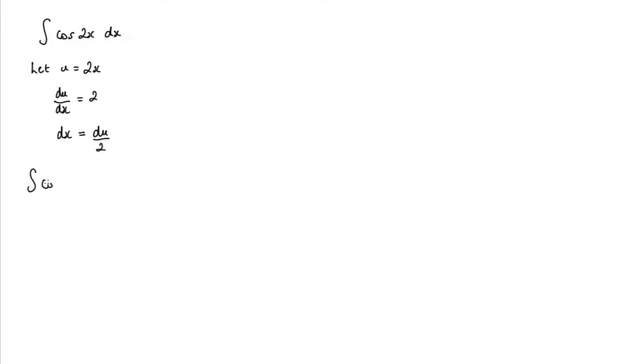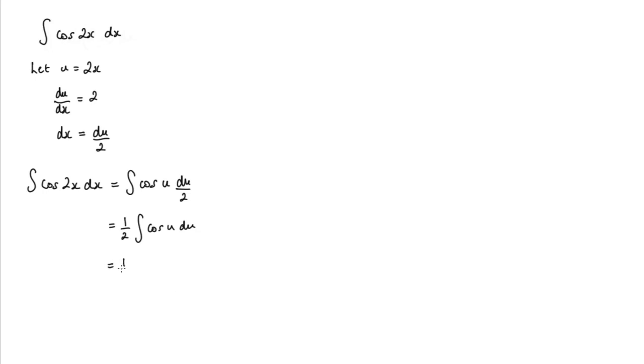So I can actually take cos of 2x, and I can substitute these values in here for this. So we get that the integral of cos, well, 2x is actually equal to u, so it's cos u, and dx will be equal to du over 2. Now this 2 here, it's actually a half. I can bring that outside the integral, so I get a half integral of cos u du.